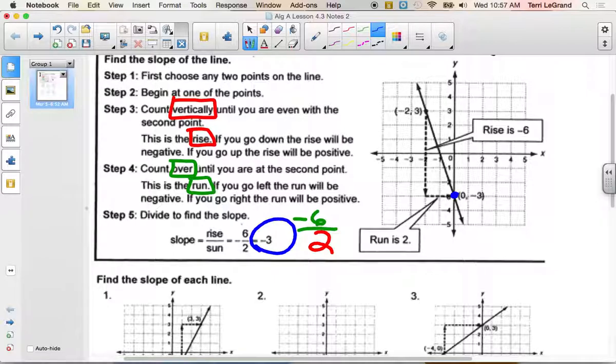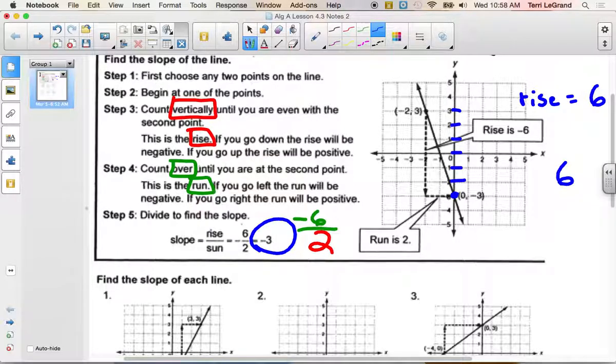It falls from left to right. Is our line falling from left to right as we go across the page? Yes, it is falling, so it should have a negative slope, shouldn't it? So we better get a negative slope when we do it going from the other point also. So let's try it. We need to go up now to get straight across that point. 1, 2, 3, 4, 5, 6 units we go up. So our rise is 6.